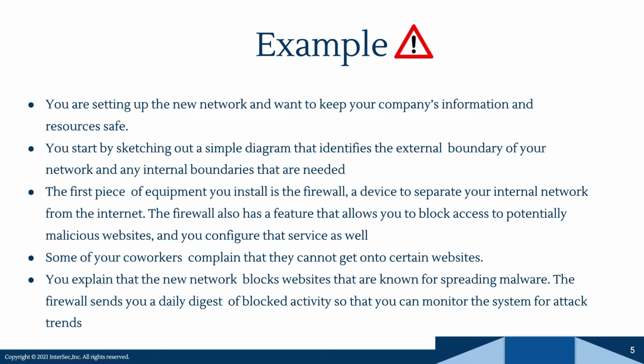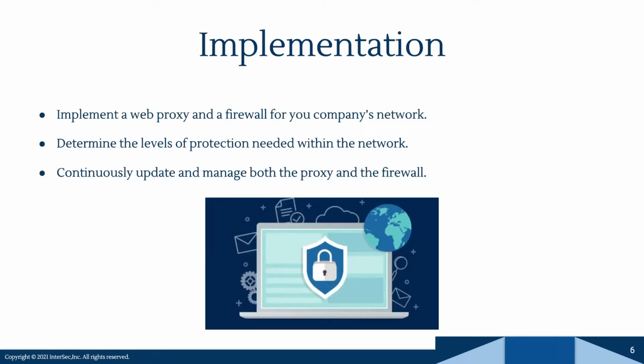Now, take a second to think. What would this mean for your organization? To work towards SC.1.175 implementation, you would need to implement a web proxy and a firewall for your company's network. You would then need to determine the levels of protection needed within the network. As a reminder, make that differentiation between publicly accessible and internal. Continuously update and manage both the proxy and the firewall. Just because you have it installed, you still need to make sure that the settings are appropriate and that it's been consistently updated against newer attack trends.